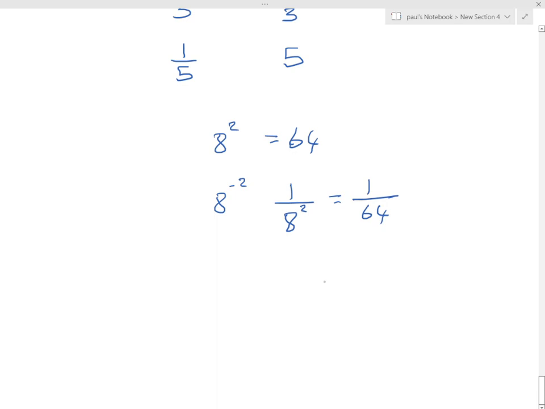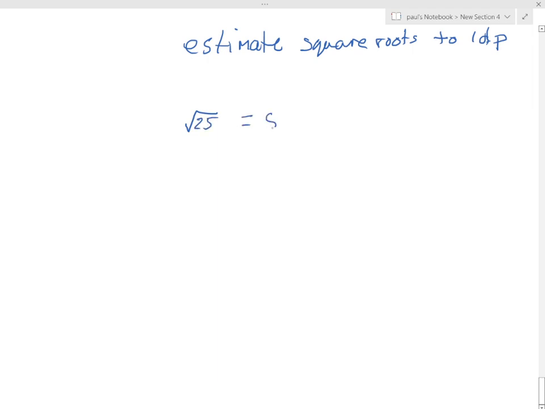Reciprocals. We've just got a little time to do estimating. We estimate square roots to 1 decimal place. Okay, now the big list of square roots. We know that the square root of 25 is 5, and we know that the square root of 36 is 6.